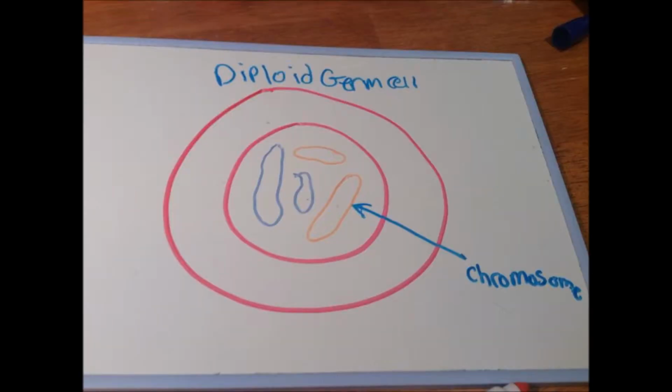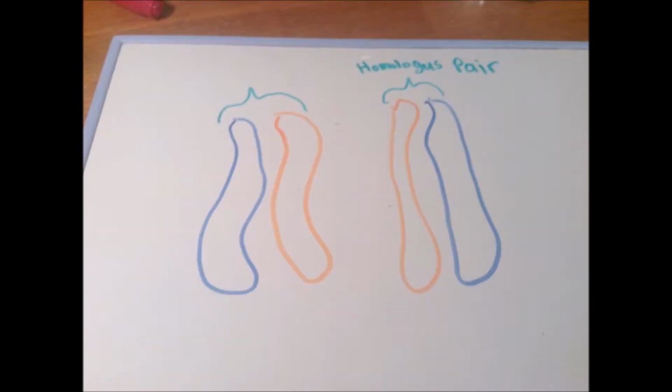Germ cells are diploid, and what that means is that the chromosomes are paired up in teams. In each pair, one's from your dad, one's from your mother. When you line up the chromosomes, it's suddenly clear how each is a member of a coupled pair. Homologous pairs, each a homologue of the other.